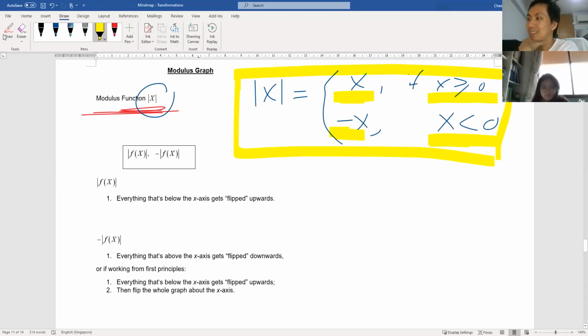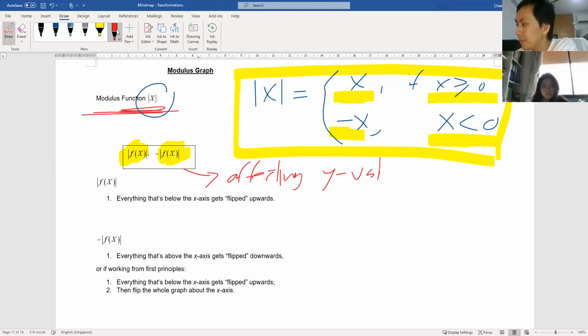So modulus transformation has 2 kinds also. The first kind is when it's applied on the output, post exterior of f. So you can have this or you have this. You can see that in both cases the modulus is applied post exterior of f, so on the output, which means that you are affecting the y values. So this is what you have been doing since secondary school days. That's easy. Anything that's below the x-axis just gets flipped upwards, isn't it?